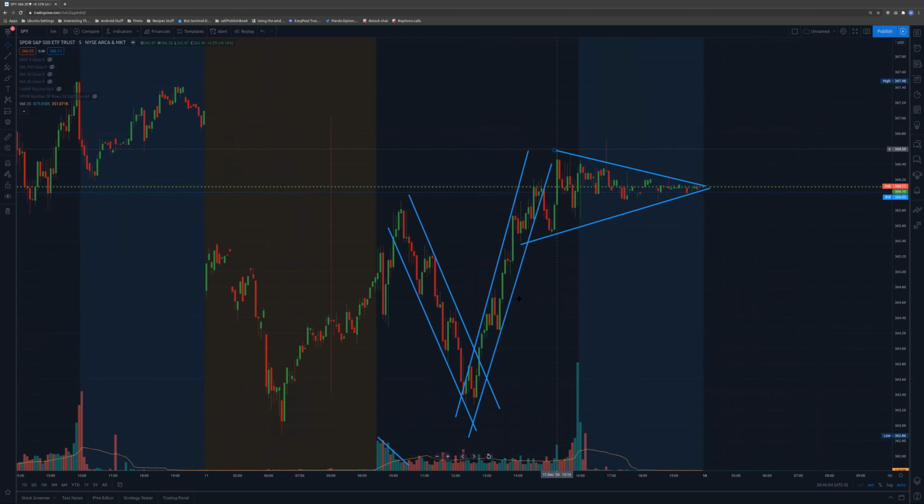Yeah, so what they're referring to is this right here. This is a gap down between the after hours session and the early morning session.